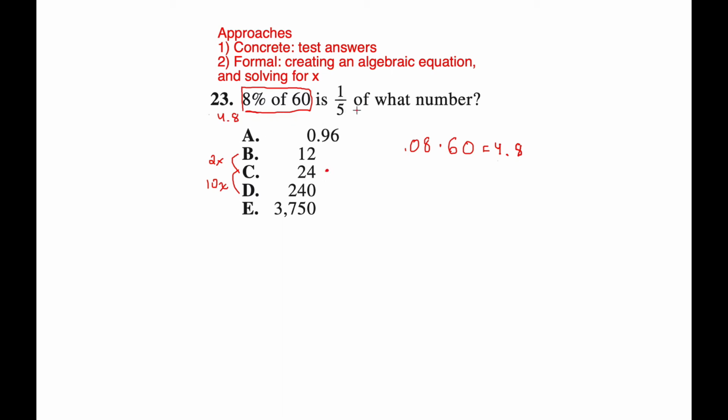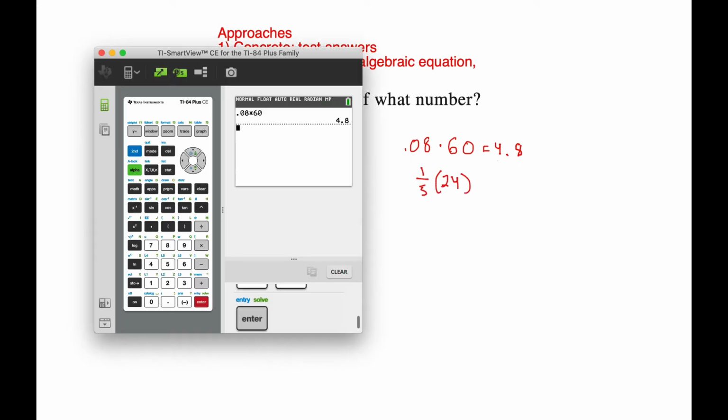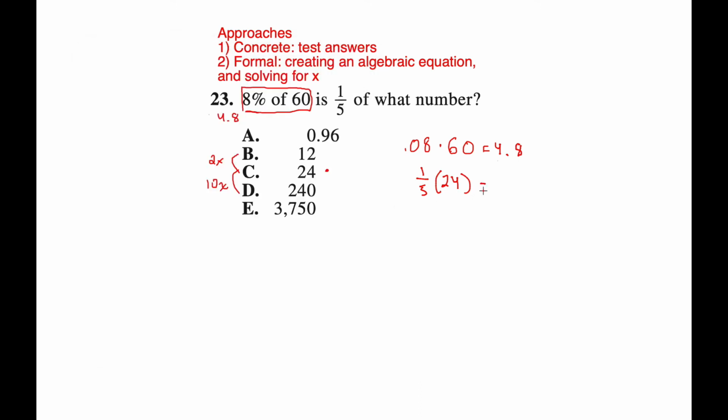4.8 is 1/5 of what number? Well, if 24 is correct, let's try that out. 1/5 of 24. We can again do that on our calculator. 1/5 in parentheses times 24, and we get 4.8. So that actually works out exactly as we wanted. So C is the correct answer there.